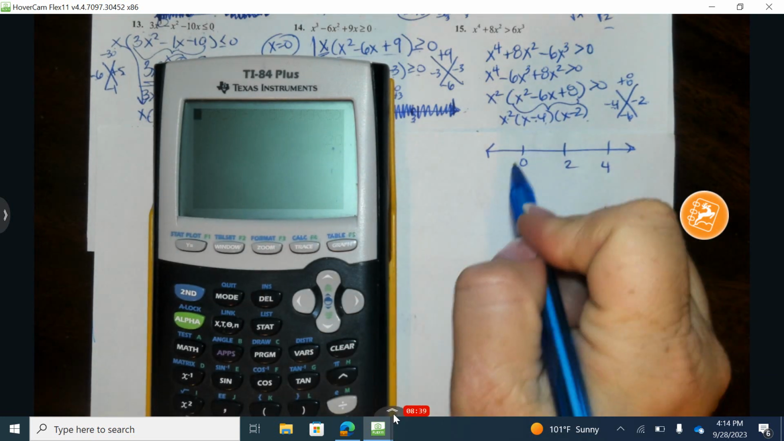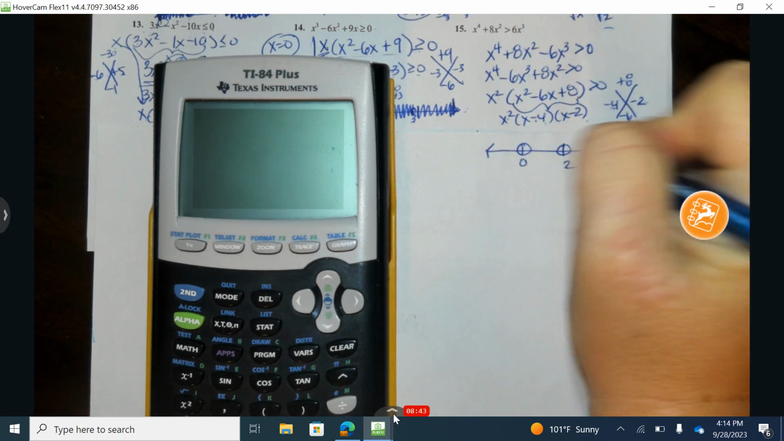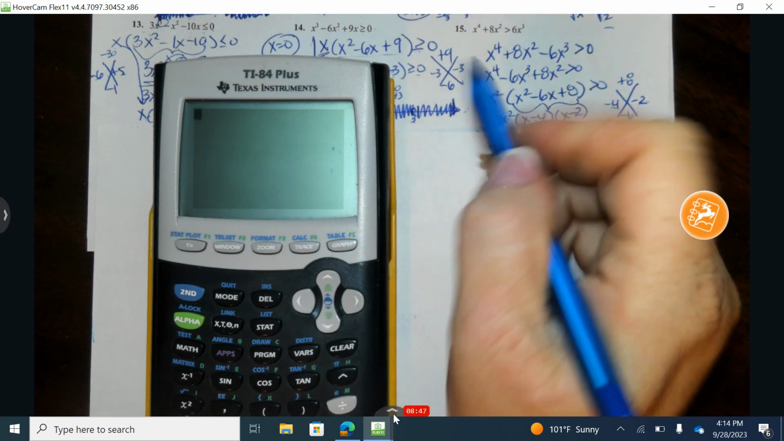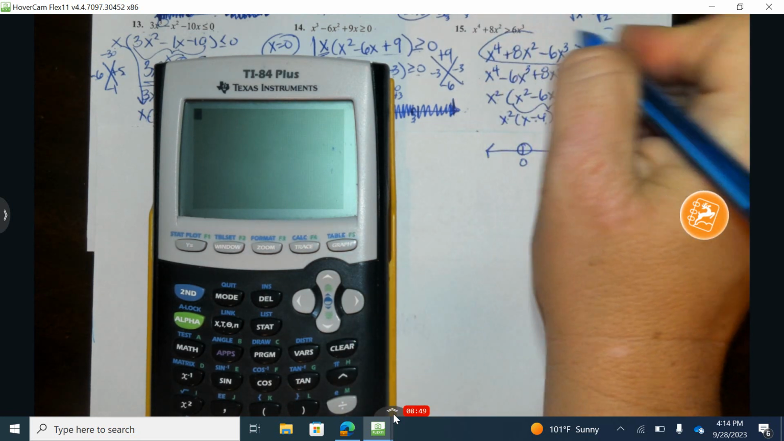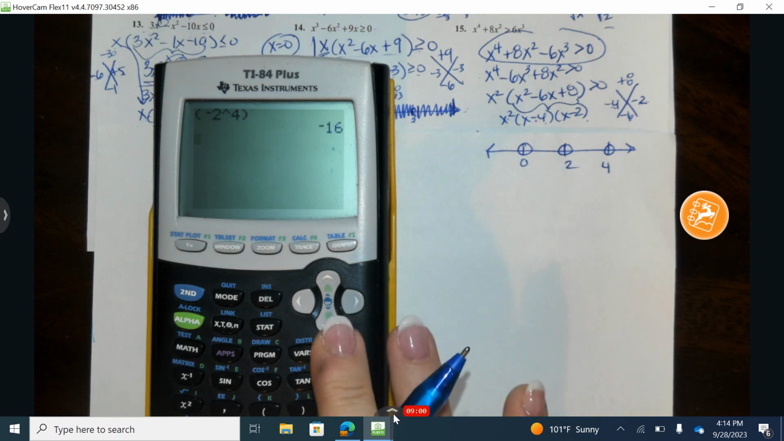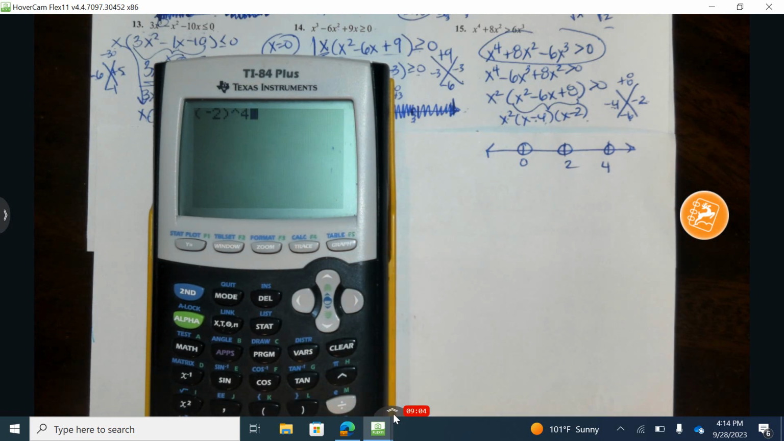And let's choose any number to the left. Now, remember, there's no line underneath, so these are open circles. So any number to the left of 0 is like negative 2. Okay, I'm going to plug it into this quantity. So I'm going to start with negative 2, any number to the left. So I have negative 2 to the 4th power. Oops. The way I plug this in matters. So I have to do negative 2 and then to the 4th.